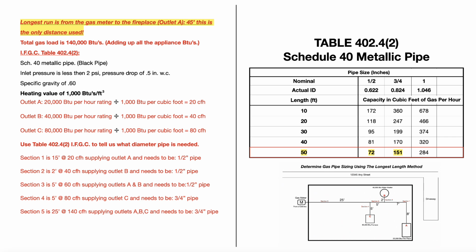Section 3 of pipe at 60 CFH, again, half-inch pipe. Section 4 is 80 CFH. You can see that's greater than 72 CFH, so we have to step it up to 3/4 inch pipe. And then section 5, 140 CFH, that supplies all outlets, A, B, and C, so that will need to be 3/4 inch pipe.